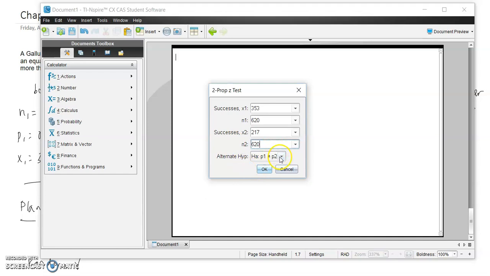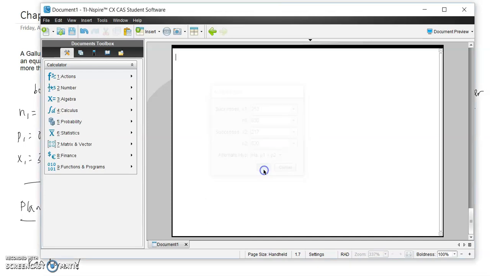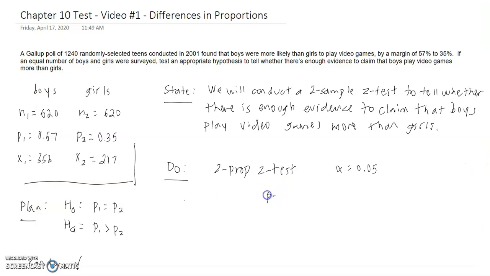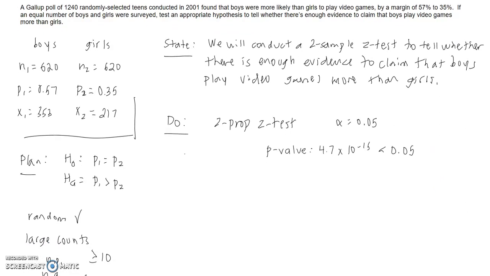And then our alternative hypothesis that the boys are greater than the girls. They play more video games. I'm going to enter. And here we see that our p-value is this really small number, 4.7 times 10 to the negative 15th. That is clearly drastically less than our alpha level of 0.05. So from this, we know that we are going to reject the null hypothesis that P1 equals P2.